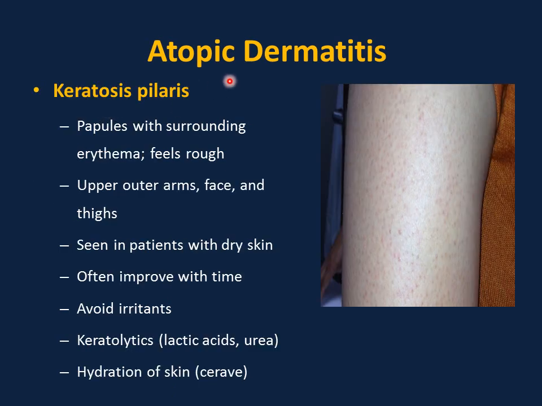We have different types of atopic dermatitis. The first one, keratosis pilaris. Keratosis pilaris is a type of atopic dermatitis. It is papules with surrounding erythema and feels rough. Commonly seen on the upper outer arm, face, and thighs. Seen in patients with dry skin and often improves with time. The advice to give the patient: avoid irritants, use keratolytics, for example lactic acid and urea. Hydration of the skin, for example using cream based, not lotion, for example CeraVe.